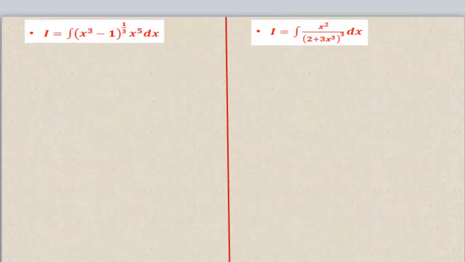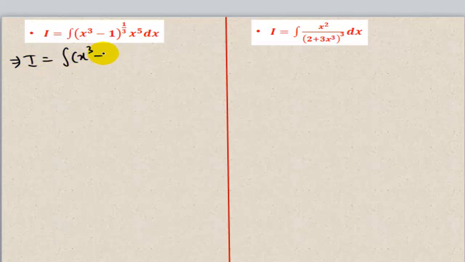Now taking another example, this is the integral of cube root of x cube minus 1 multiplied with x to the power 5. So you need to make slight changes in the expression so that you can easily visualize which part of this function is the derivative of the other. So we will write I as cube root of x cube minus 1, with the exponent 1 by 3, and we will convert x to the power 5 into x square into x cube, and then dx.